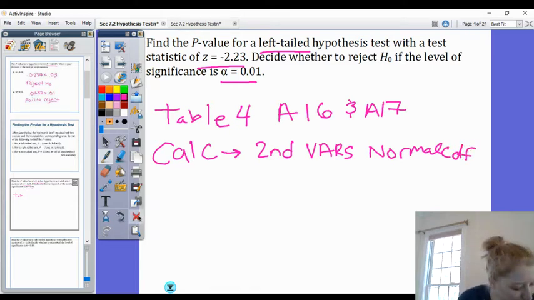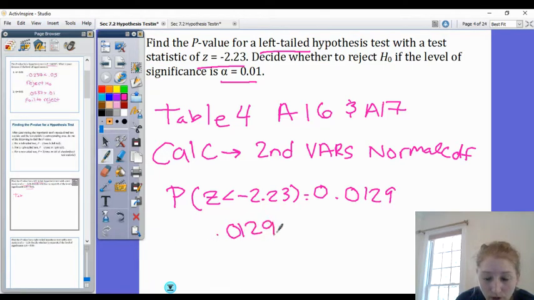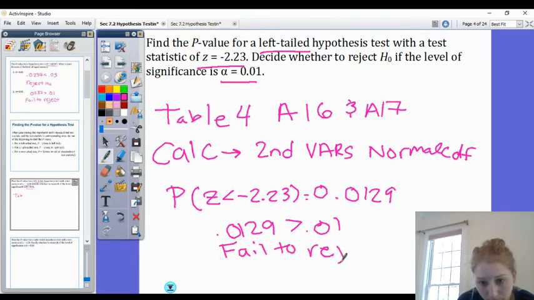So the probability that my z is less than -2.23 is going to be 0.0129. And since my probability 0.0129 is greater than 0.01, I'm going to fail to reject.